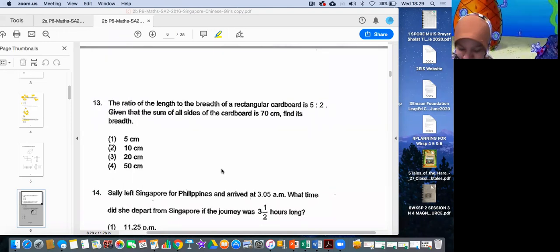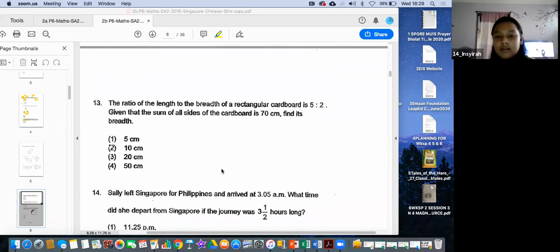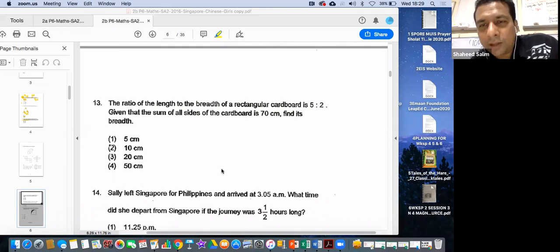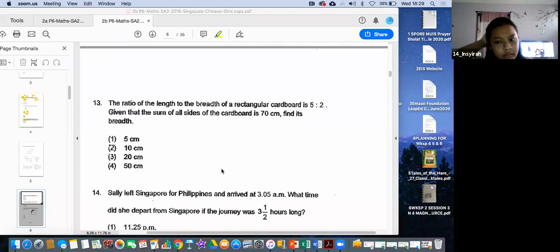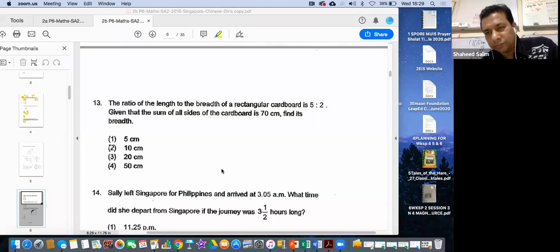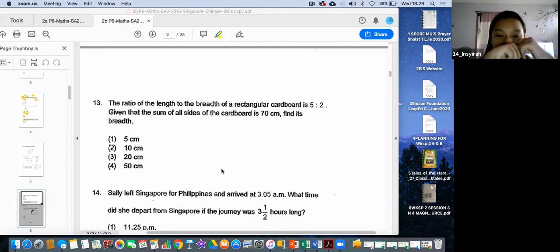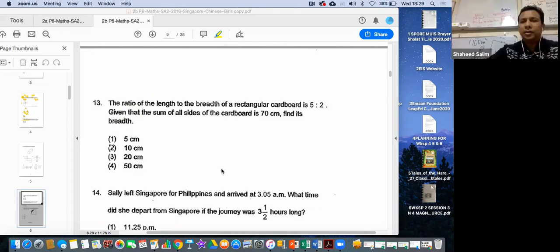Zahira, what do you say? Is it the rectangular cardboard, all 4 sides equal to 70 cm? No, it's a rectangle. So 2 of the sides are the same. The other 2 sides are the same. The length is the same. There's 2 lengths. Then 2 breadths. What is 70? 70 is the perimeter. Okay, 70 is the perimeter. So that one you don't need to do. We are doing number 13, Miss Rahana. Question 13.